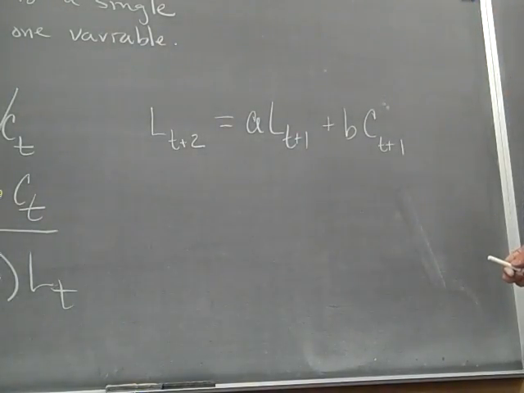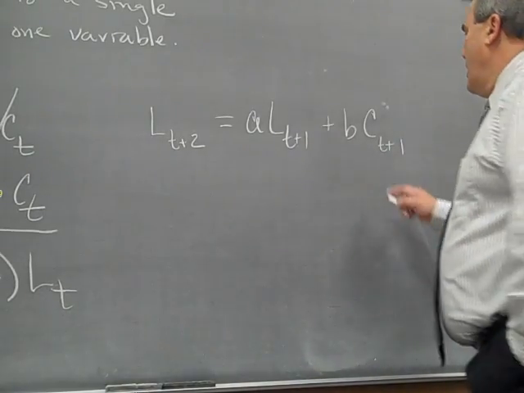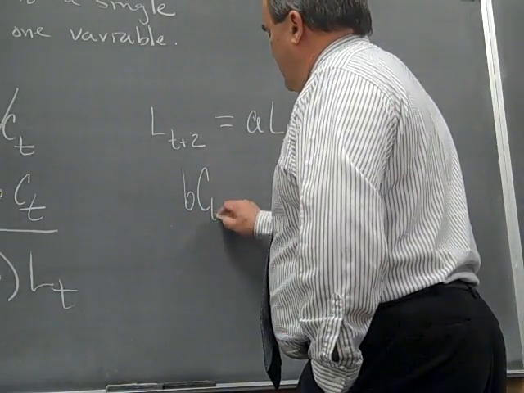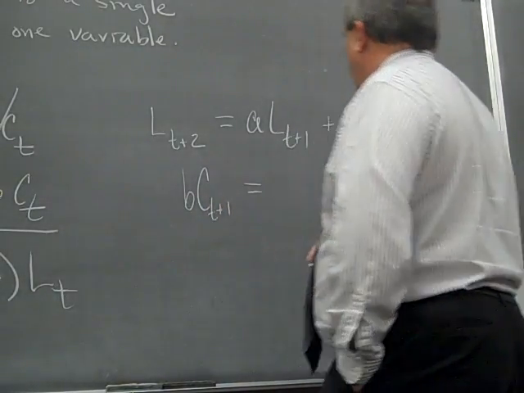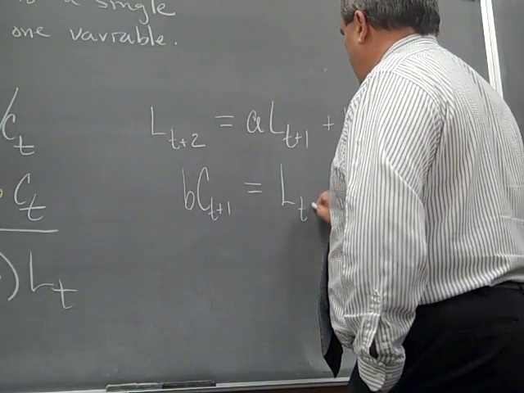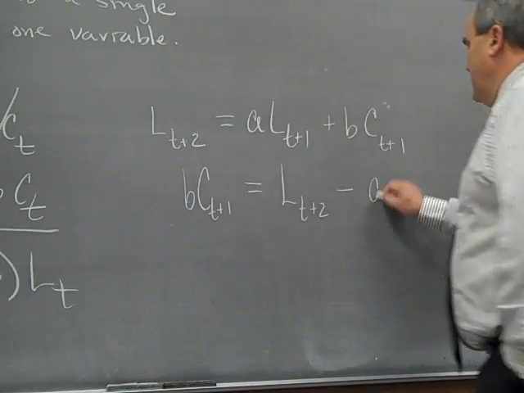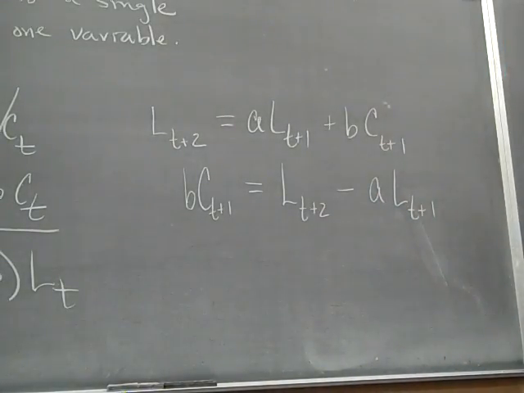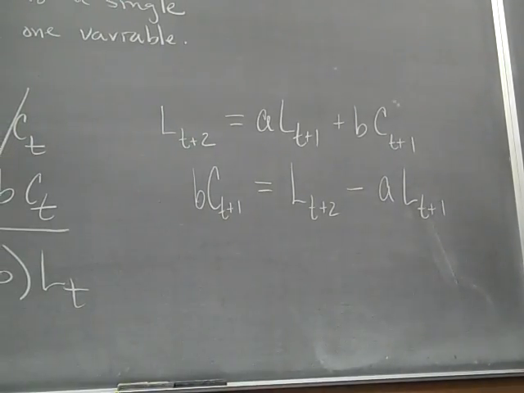That's one thing about difference equations. They are definitely a written language. They are not a verbal language. I can solve for this. I just need to subtract that off. So that's going to be L sub t plus 2 minus a times L sub t plus 1. Is that okay?